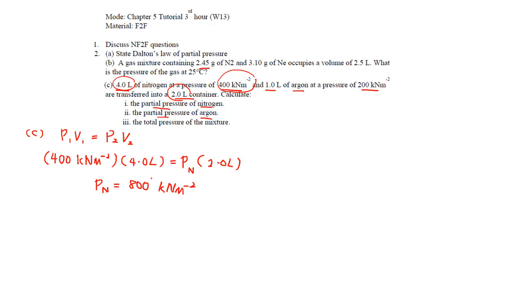Again, recall the relationship. Pressure is inversely proportional to the volume. That means if the volume decreases, the pressure will increase. We do the same thing to find the partial pressure of argon gas. The initial volume of argon gas is 1, and the initial pressure is 200 kilonewton per meter square.